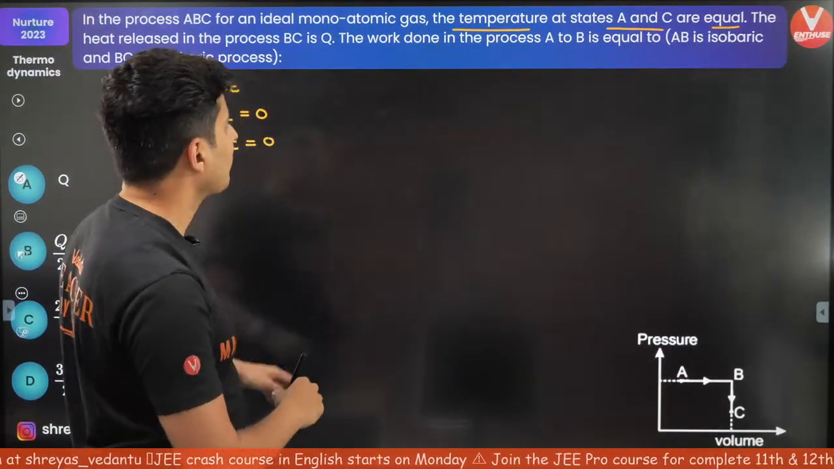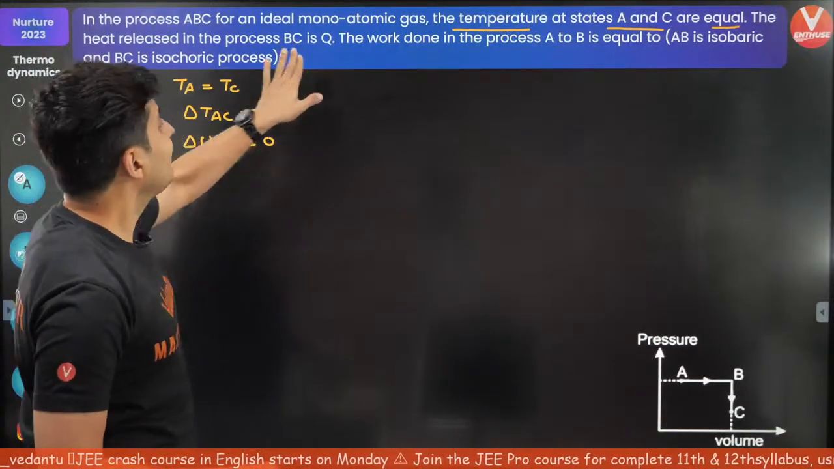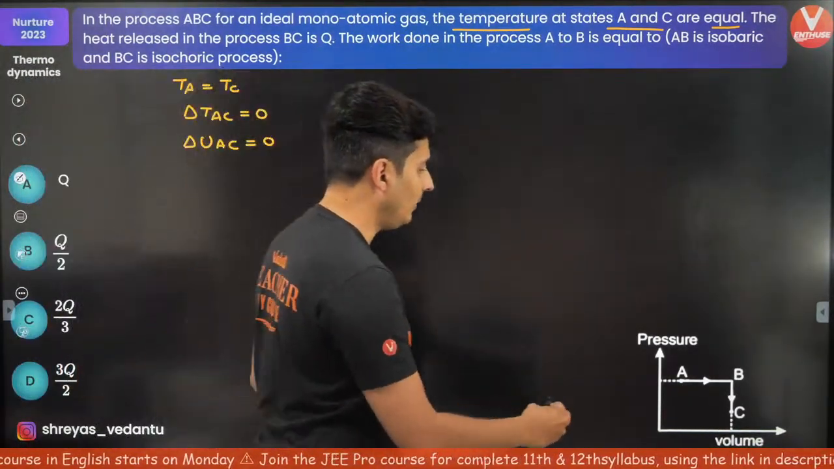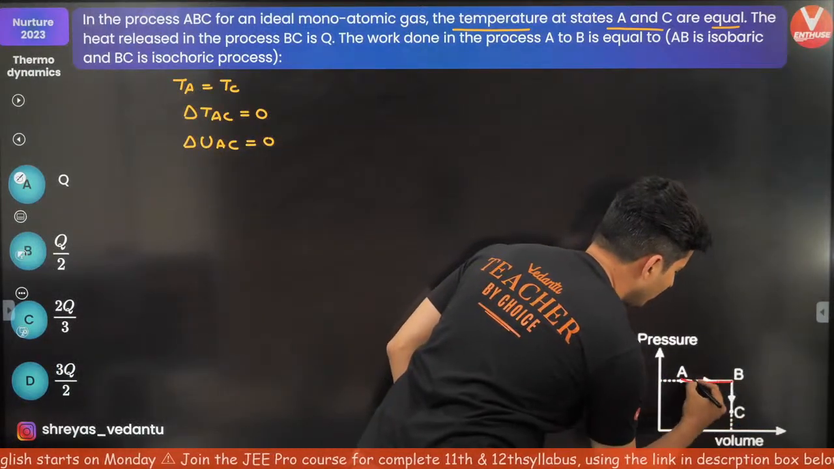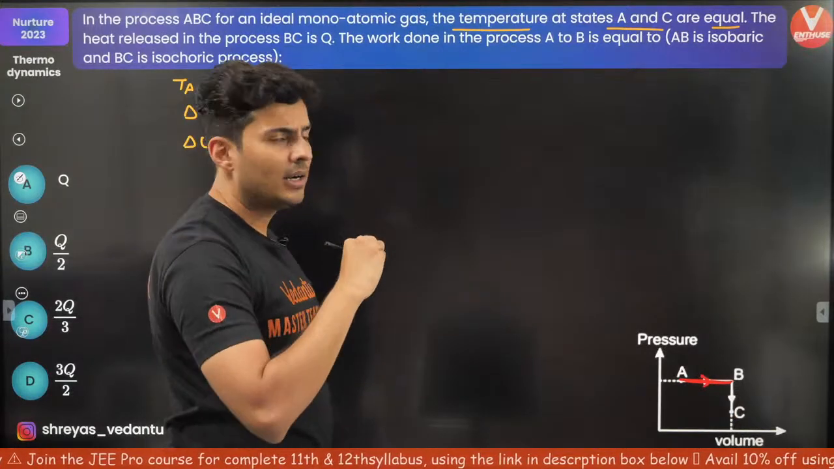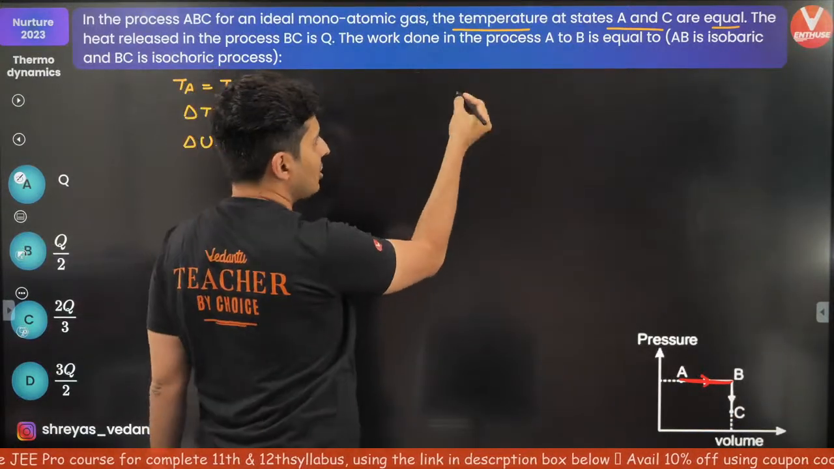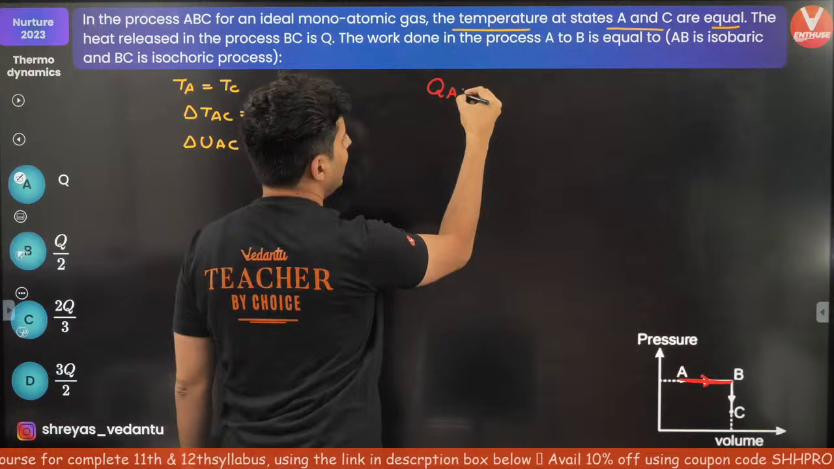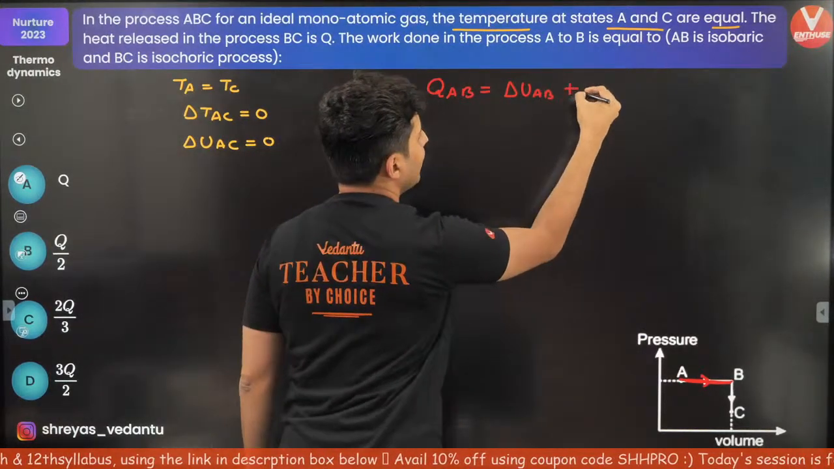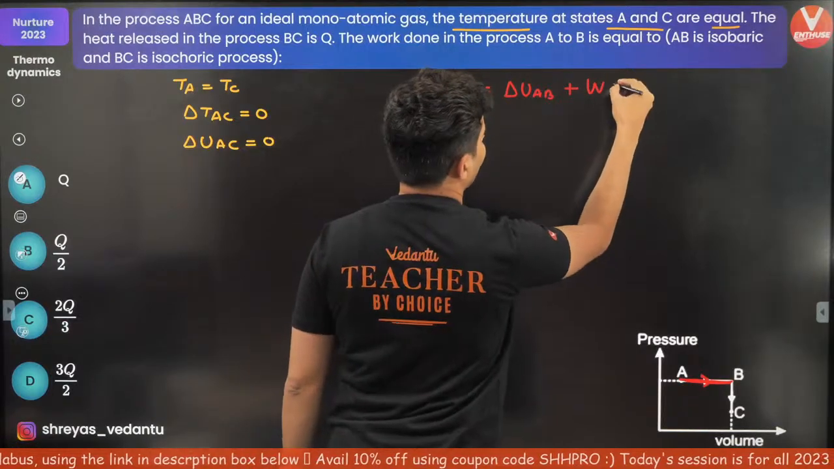No change in internal energy. Fair enough. What do we need to find? The work done from A to B, from this point to this point. That's what we need to find. In order to do that, what do we need? First law maybe. Q from A to B will be delta U from A to B plus work done from A to B.